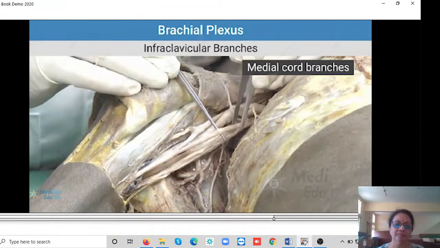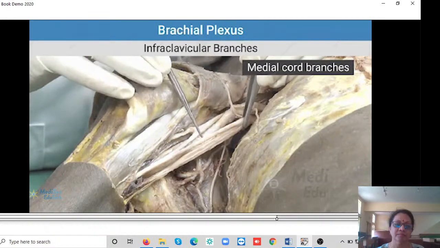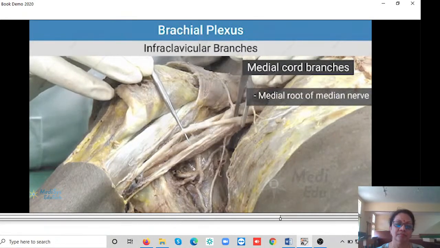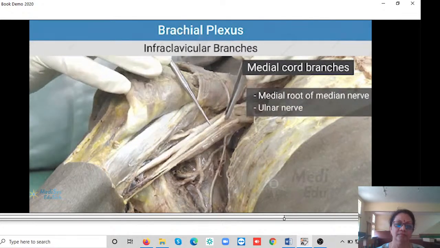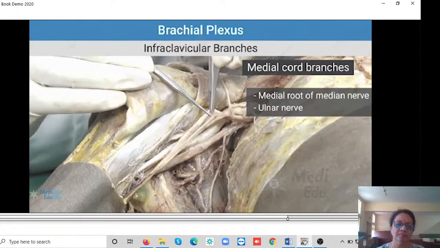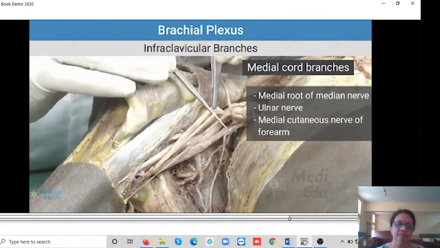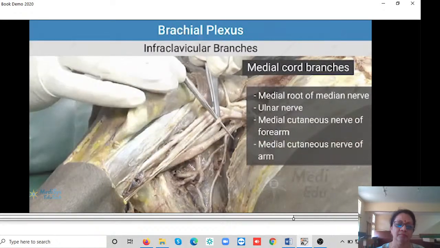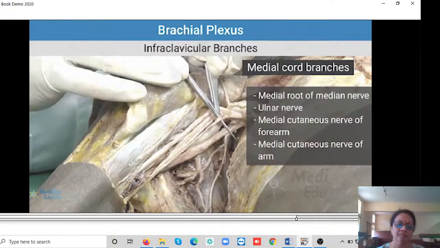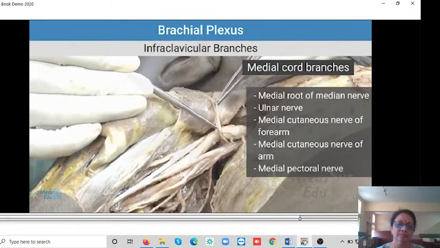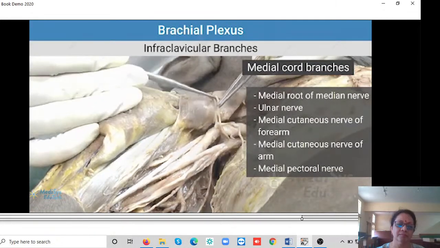Branches from the medial cord. Medial cord gives 5 branches. This is the medial root of median nerve. Then we have the ulnar nerve. Then the medial cutaneous nerve of the forearm. Then the medial cutaneous nerve of the arm. And then the medial pectoral nerve which supplies pectoralis minor.